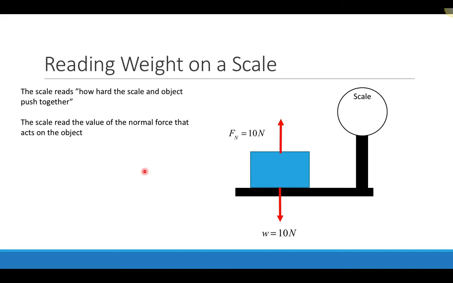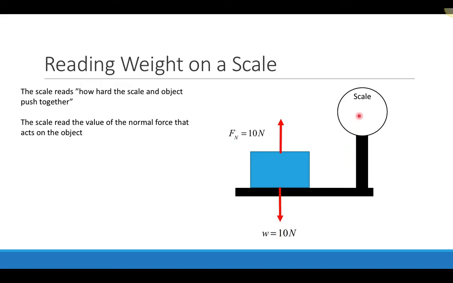So one of the things that we could ask is, how does a scale actually work? Well, the scale measures how hard two surfaces push together. So in this case, the block is sitting on the scale, it's pushing on the scale. It turns out the scale is pushing back and holding the block up with a value that's equal to the normal force. So this block has a weight of 10 newtons, and so there's also a contact force holding it up that has to be equal to the weight of the block.